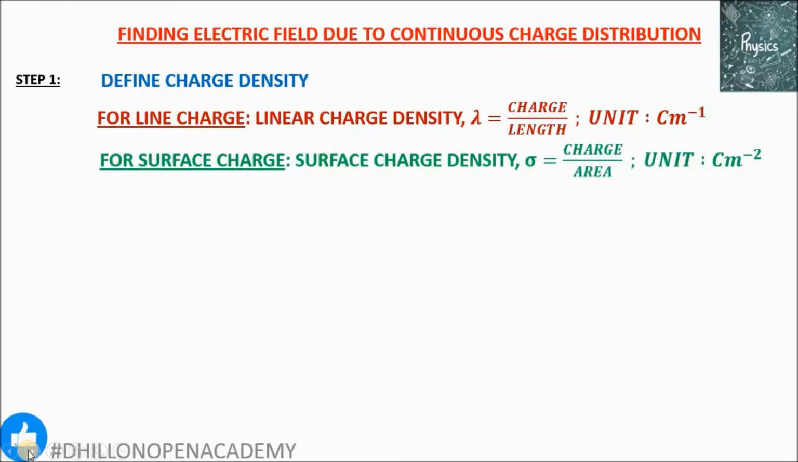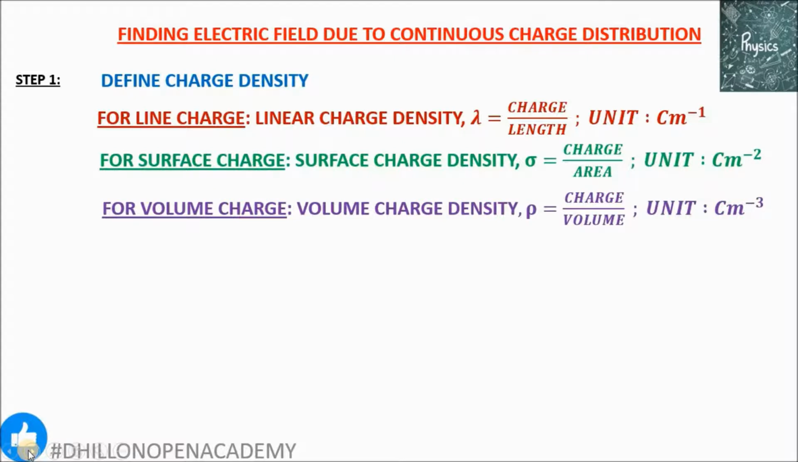For a two-dimensional charge distribution, we define surface charge density, which is the total charge over the total surface area on which the charge is present. It is measured in coulomb per meter squared. For volume charge distribution, we define volume charge density, which is the total charge divided by the total volume on which the charge is present. It is measured in coulomb per meter cubed. So the first step is to find the charge density.